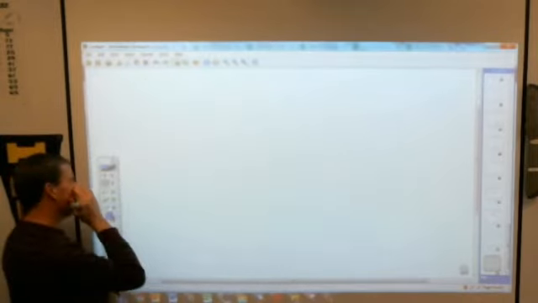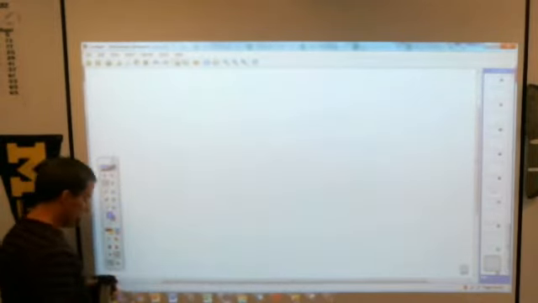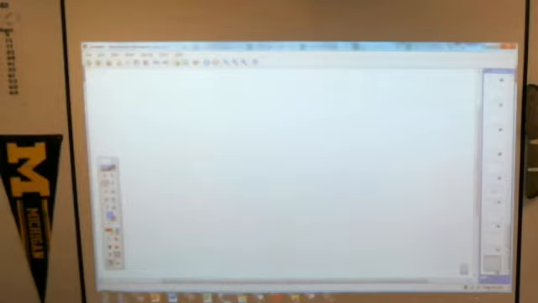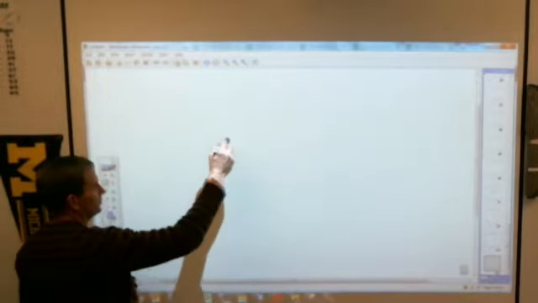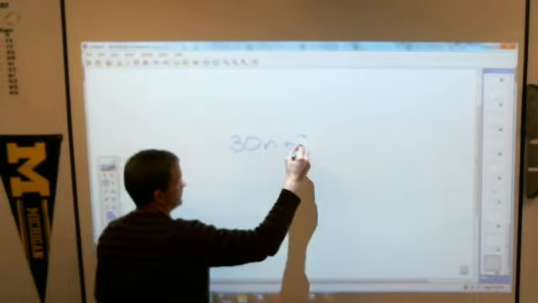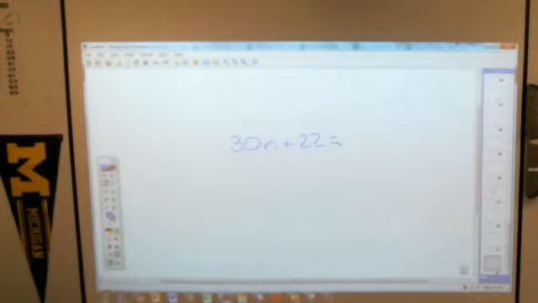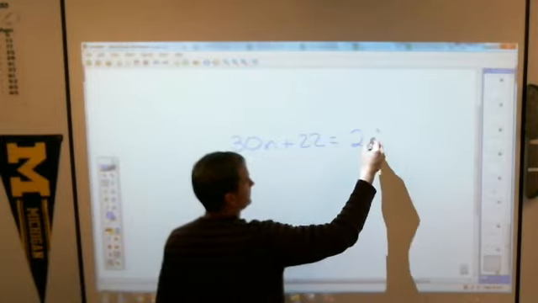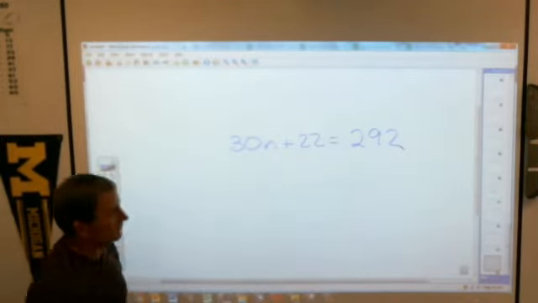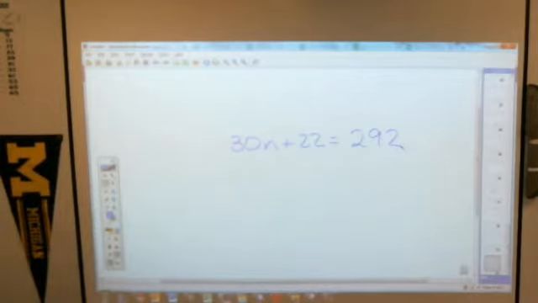Now, lest you thought that was really the hard part, we really haven't got to the hard part yet. Well, there's one more step here. Well, no, I'm going to give you one more, sorry. 30n plus 22 equals 292. Give you another shot at solving it. Solve that one for me. Because I sense we're making some sort of progress, how much, I don't know, but some sort of progress.